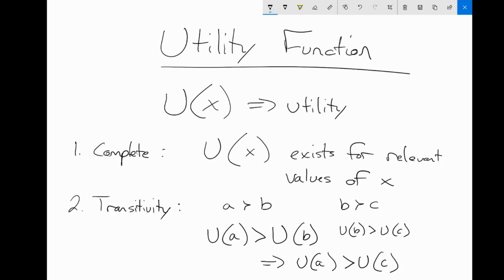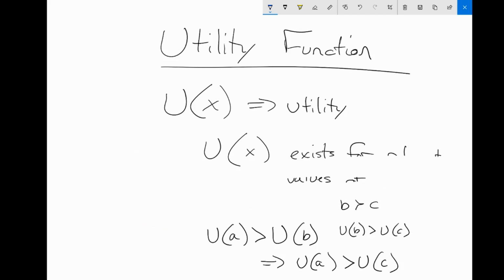Okay, so this utility function allows us to capture completeness, and it allows us to capture transitivity. All right, so we need a function that is defined, it exists for all the relevant values of x, and a function that satisfies transitivity. Okay, that shouldn't be too hard, but let's go to the next step, and we're going to lay out a little bit more of what these characteristics need to be, what this utility function needs to be able to do.